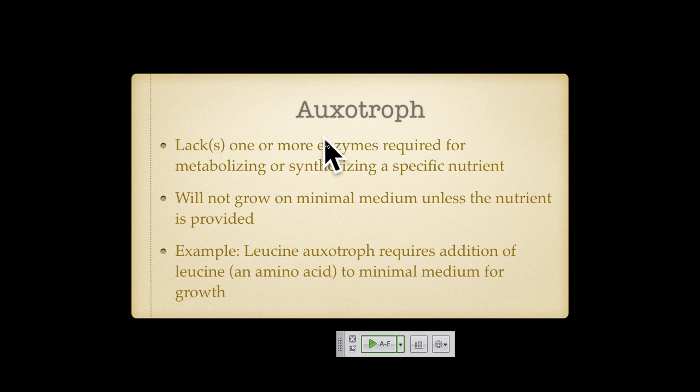Auxotrophs simply means this particular strain has a mutation that is now preventing it from making one of these essential metabolites. A lot of them were focused on the amino acids, so 20 amino acids. So a leucine auxotroph simply means this strain of E. coli will not grow on minimal medium unless I supplement it with leucine. You can do it with histidine, or with any of them.